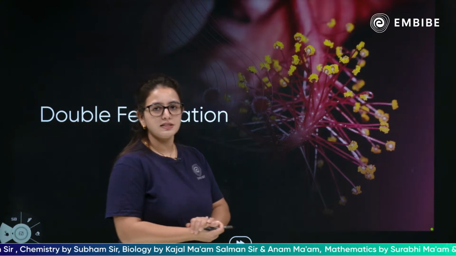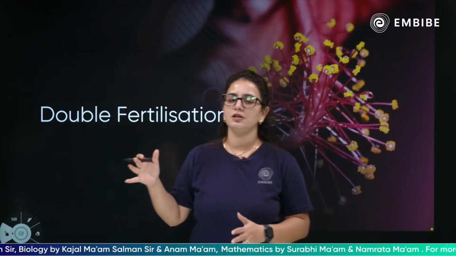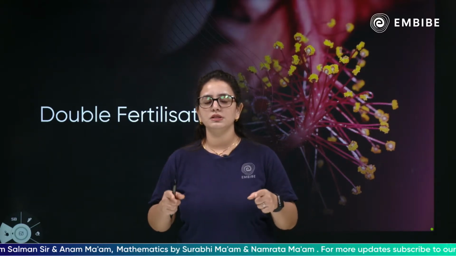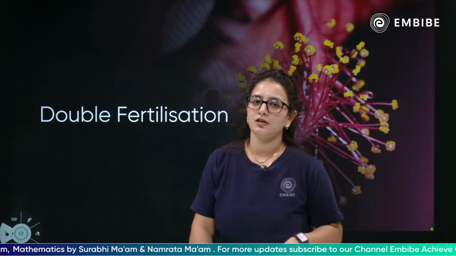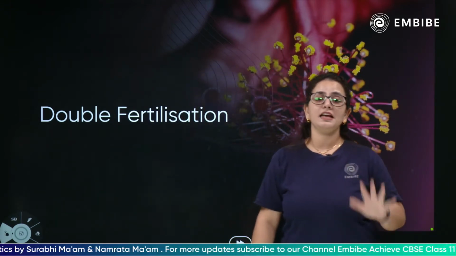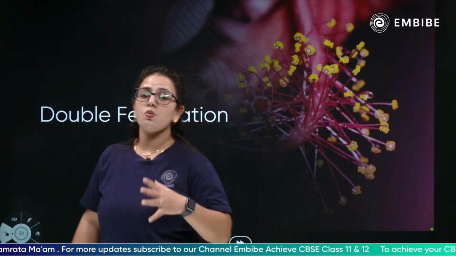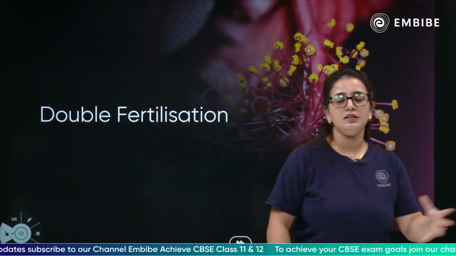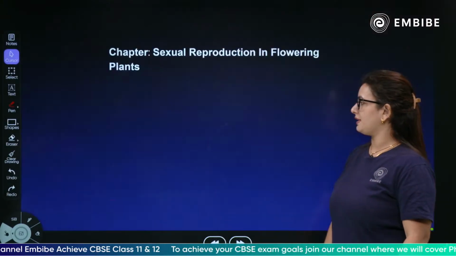So children, once again, like we have been discussing all this while about sexual reproduction in flowering plants, this is another, and once again I'm going to tell you, the most important topic of sexual reproduction in flowering plants. So please be very attentive and listen very carefully to how these events take place, and what is basically making an angiosperm stand out from the other plants. Moving forward, let's see what we have in today's session.